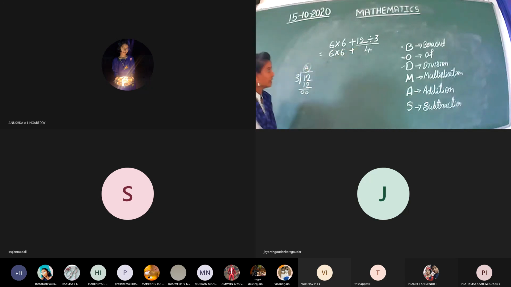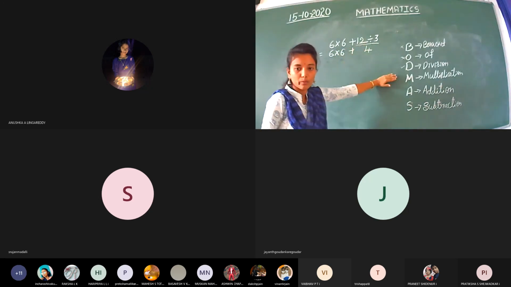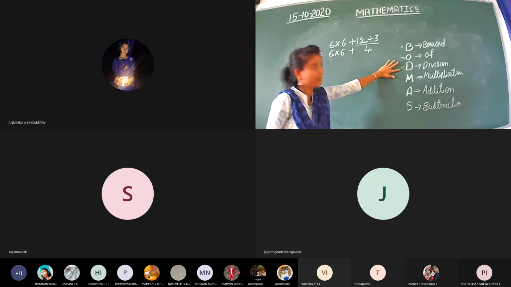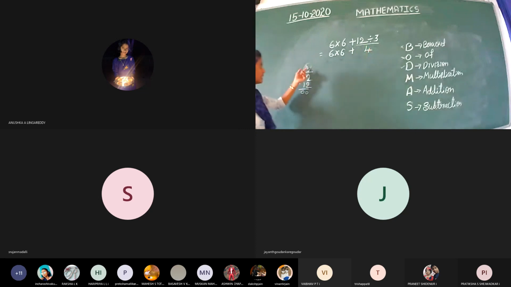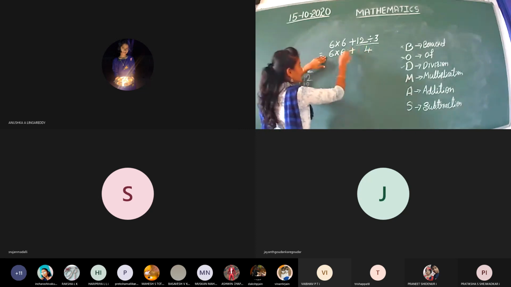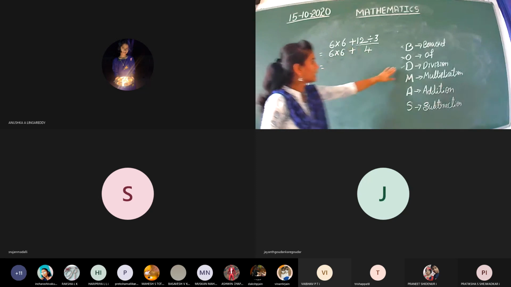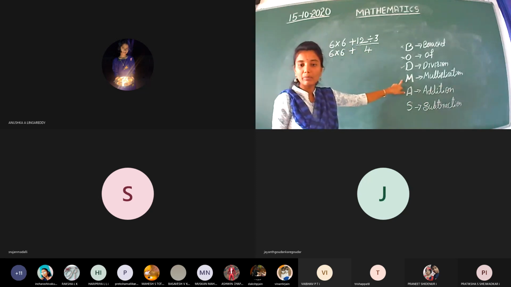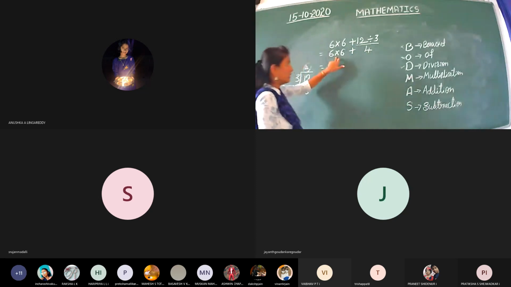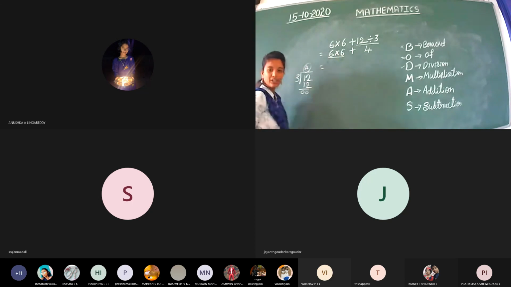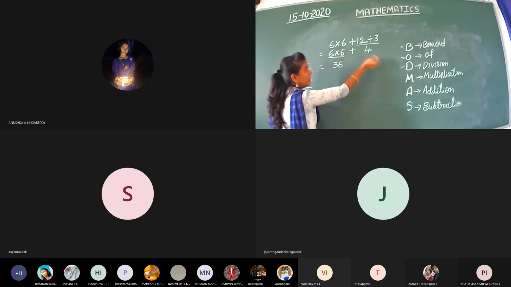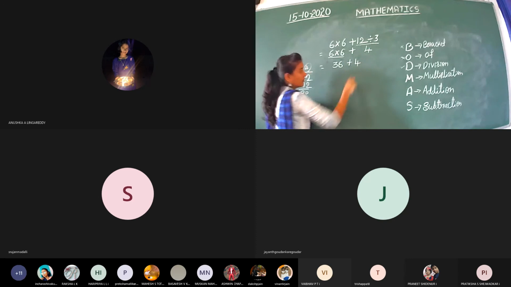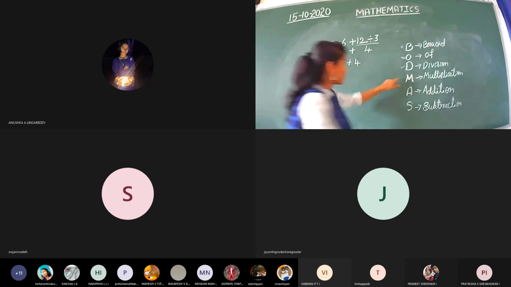Is it clear? According to the BODMAS rule, first we do division. 12 divided by 3 is 4. The rest remains as it is. Division is over. Next, multiplication. Where is multiplication here? In between 6 and 6. 6 sixes are 36. Then write the remaining as it is, plus 4. Then multiplication is over.